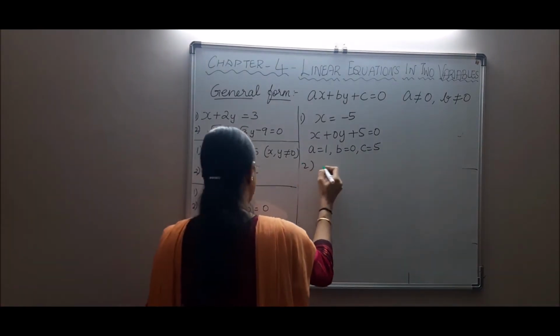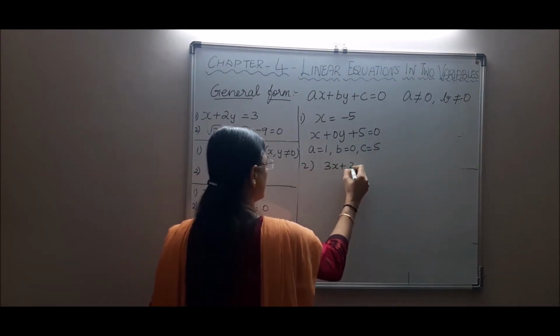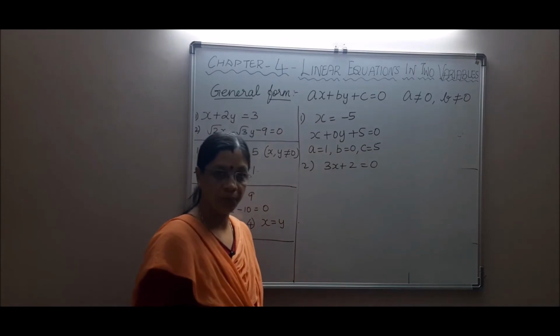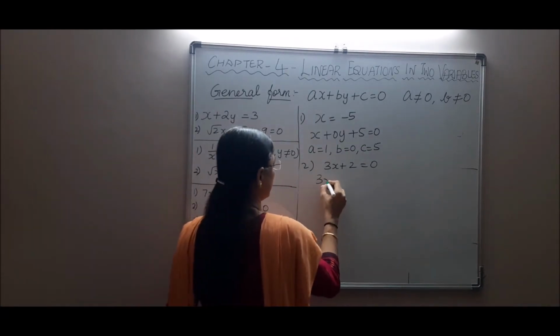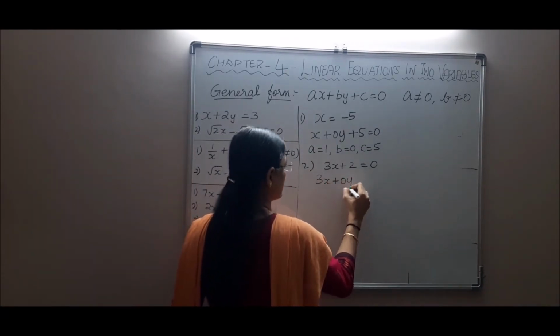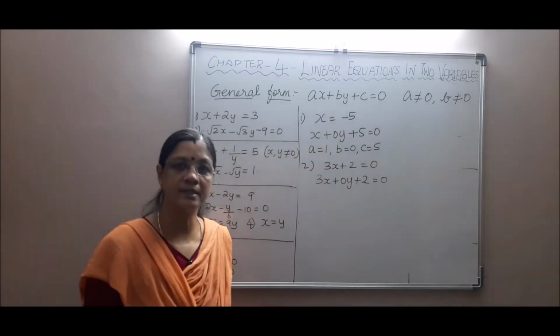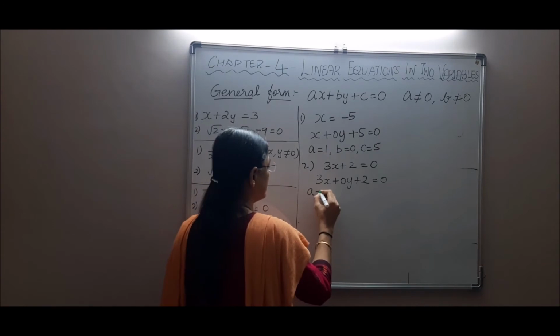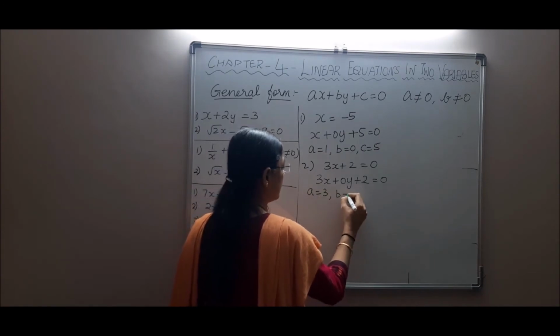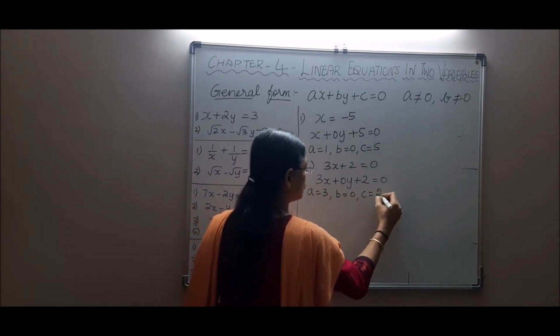Now the next sum is 3x plus 2 is equal to 0. Okay, so this 3x, now there is no y term here, right? So we write it as 0y. So comparing it, A is equal to 3, B is equal to 0 and C is equal to 2.